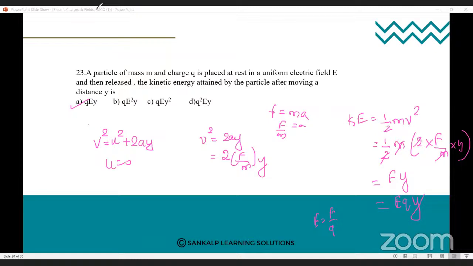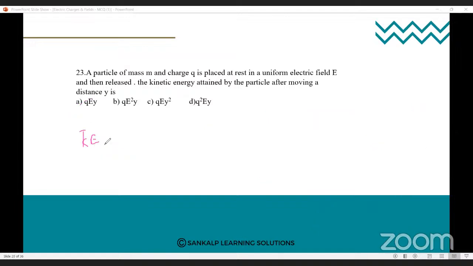Excuse me, ma'am. Yes. Ma'am, can you explain the last two steps? Okay, last step. Here we need to calculate the kinetic energy attained by the body. Kinetic energy is equal to half mv square. So this 1 by 2, I am keeping it as it is. Mass also I am keeping it as it is.